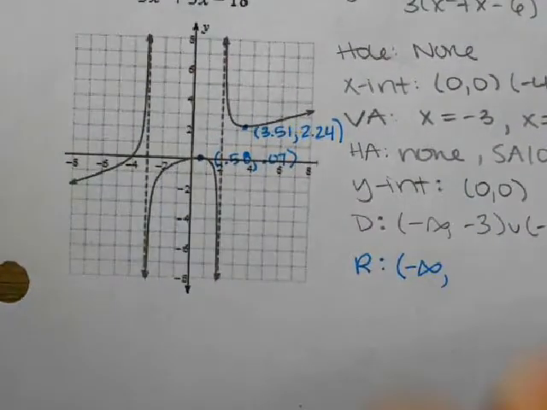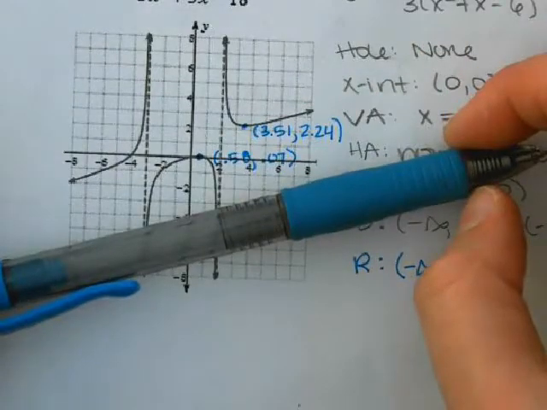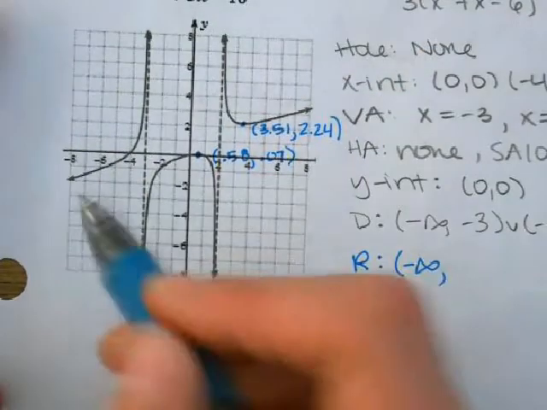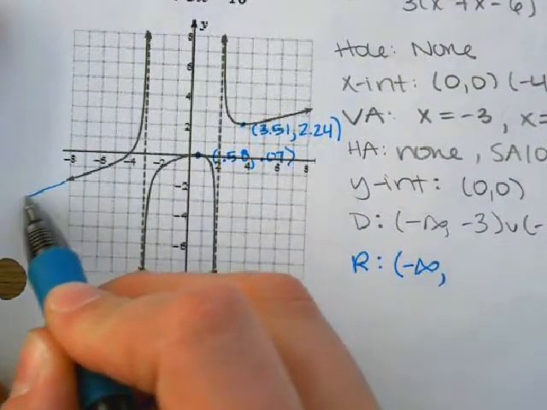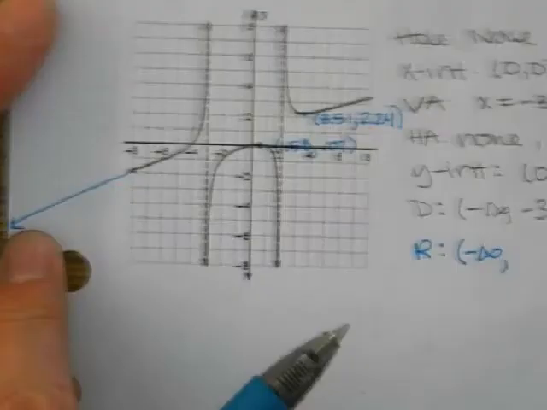And if you think about how this graph is working, we have this slant asymptote. You guys see that right there? We got that slant asymptote. So this part of the graph actually keeps going down and going down and going down. Do you guys see that? This part of the graph goes down forever.